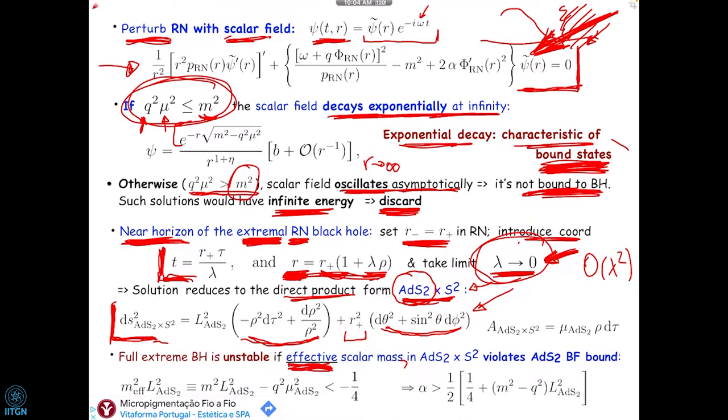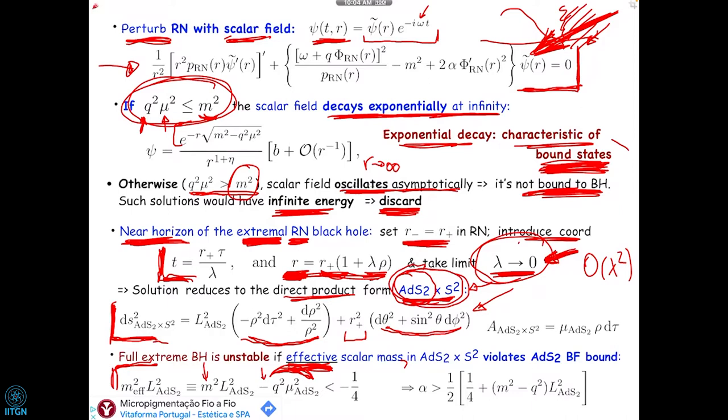This is what I'm calling M effective. And now it just happens that this effective mass is the original mass, basically, minus a term that is proportional to the charge of the scalar field. And all of this lives in this AdS2 cross S2 spacetime.